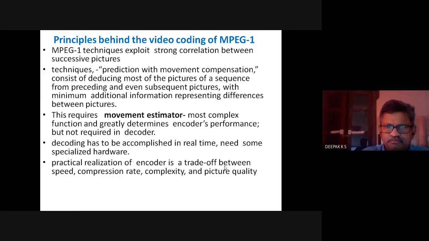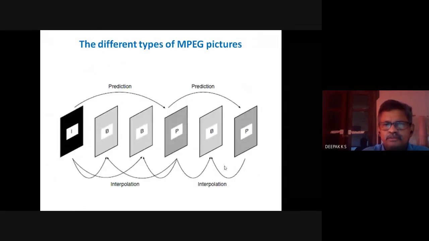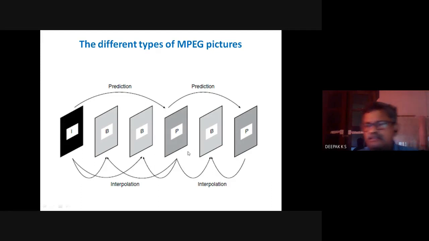Now, so here these are all pictures. These are all pictures, and there will be such 50 pictures in one frame, in 1 second. And the pictures are of three types. So one is an I type picture, shown here, a B type. This is intra, and this is bidirectional, and this is P type.